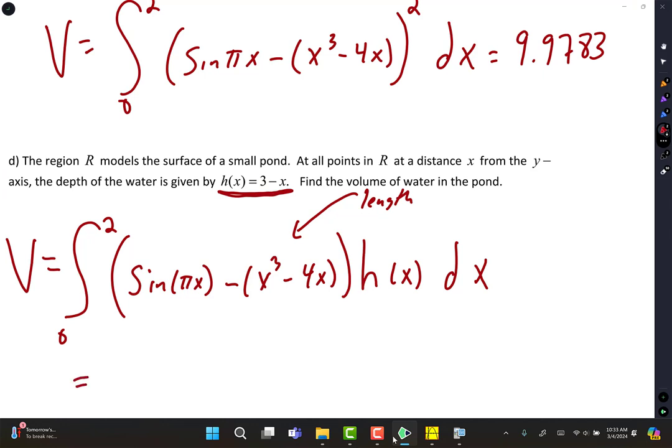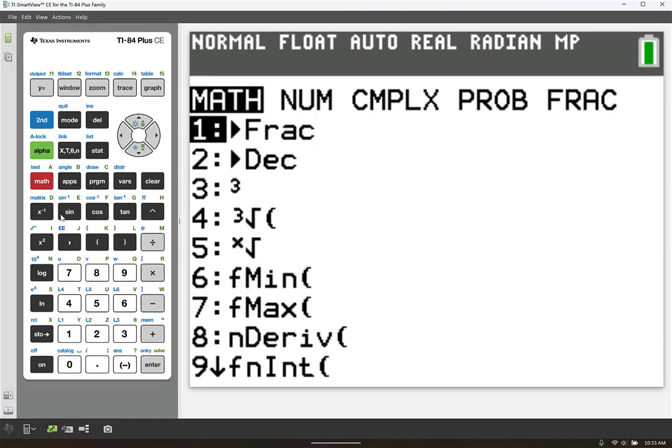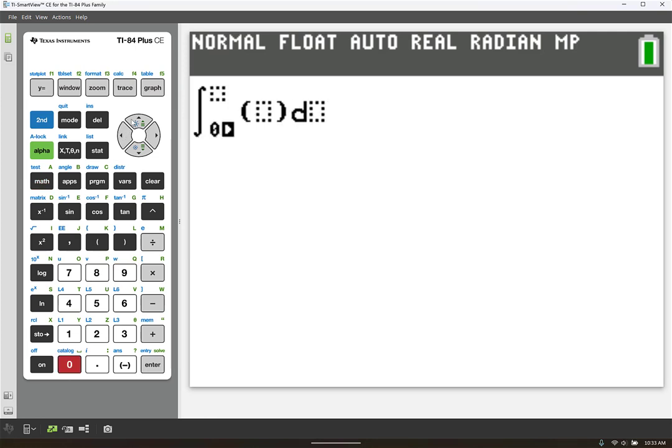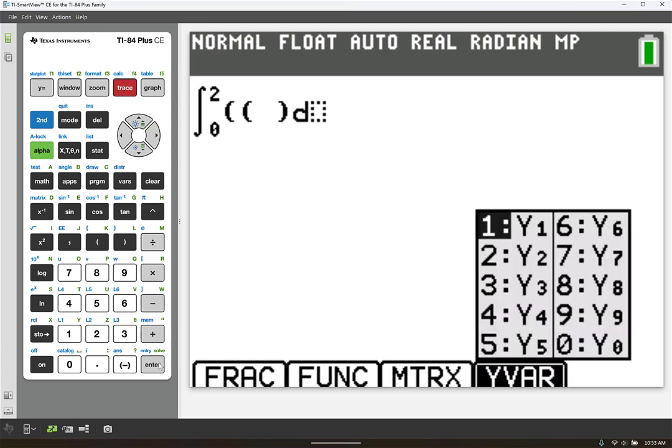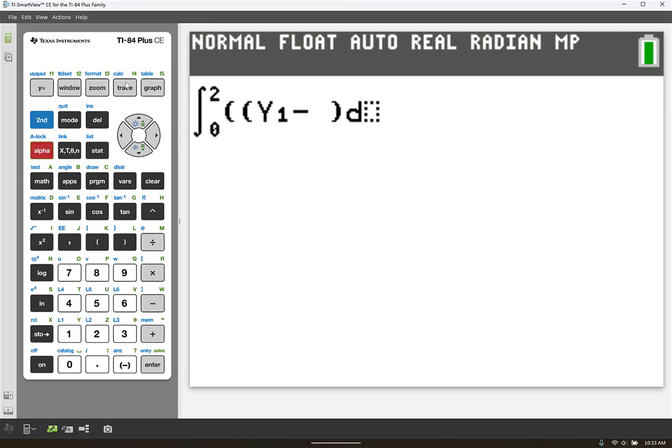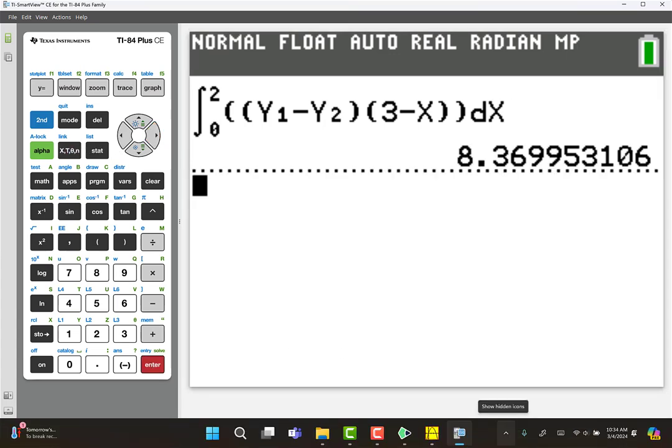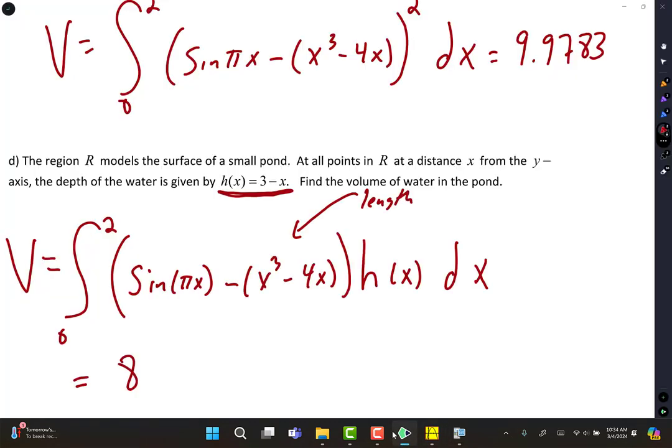Now, they also want the volume. Find the volume. So I take my calculator. Let's clear it. Math 9, 0 to 2. And then I'm going to open a parenthesis. Alpha trace Y1 minus alpha trace Y2. And then I'm going to close the parenthesis. I didn't type h of x in my calculator, so I'm just going to type it in. What was the expression for h of x? 3 minus x. Close. And then I put a what? dx. Enter. And there it is. 8.36995. Should we look at this rubric?